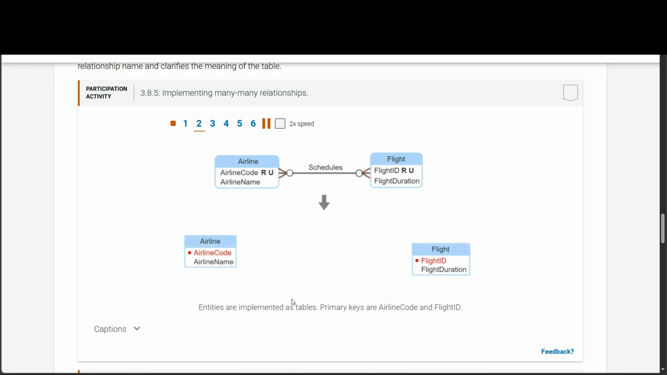Okay, so entities are implemented as tables. Primary keys are airline code and flight code. Okay, so the many relationship becomes a new weak table. Foreign keys refer to the related tables.